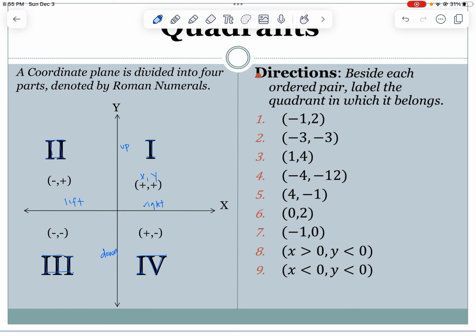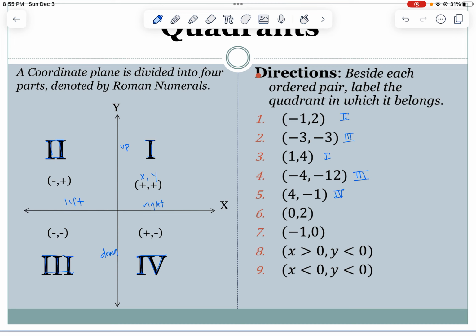What I'd like you to do is, beside each ordered pair, label the quadrant in which it belongs. All right, so the point -1, 2, that's in quadrant 2. -3, down 3, that's down here in quadrant 3. Over 1, up 4, that's in quadrant 1. Negative, negative, that's in quadrant 3. So it gets to the point that it doesn't even really matter what the numbers are. I'm looking at the signs. Plus, minus, that means to the right and down, that's quadrant 4.